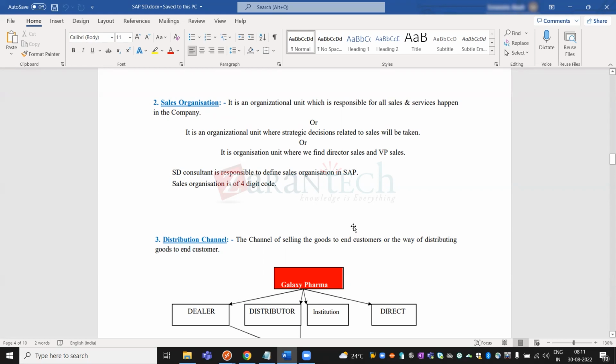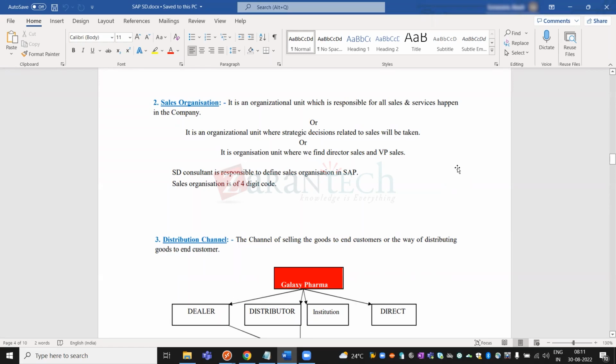An SD consultant is responsible for defining the sales organization in SAP. When you are trained in SAP SD, you work for companies or service-based companies, so your role is SD consultant. Basically, you may be working on a support project or an implementation project.